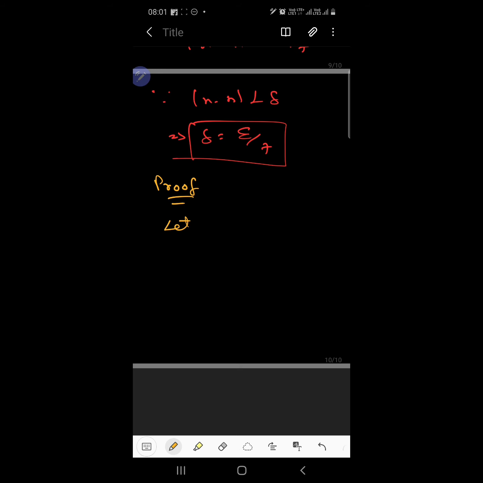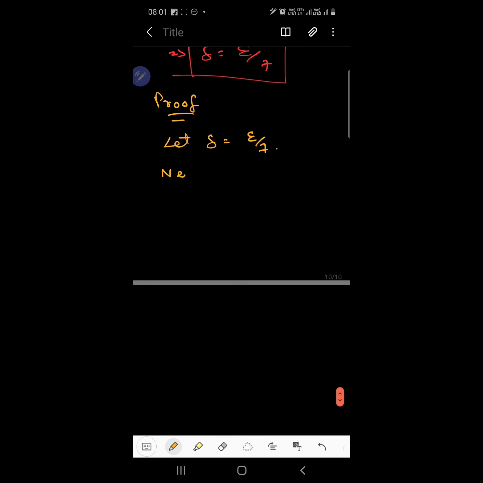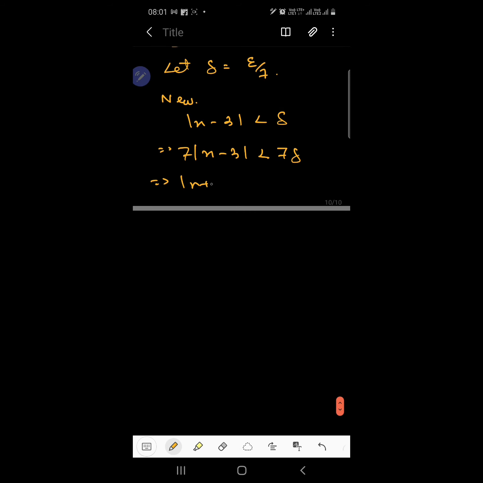So let delta equal epsilon over 7. Now mod of x minus 3 is less than delta, that implies mod of x minus 3 is less than 7 delta, that implies mod of x plus 3 times x minus 3 is less than 7 delta, where mod of x plus 3 is less than 7 when x lies between 3 minus delta and 3 plus delta.